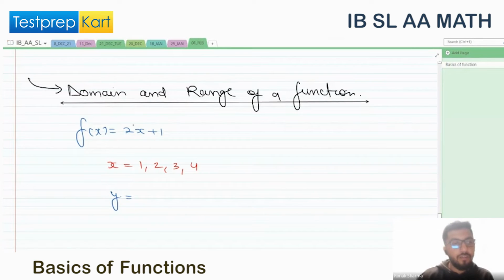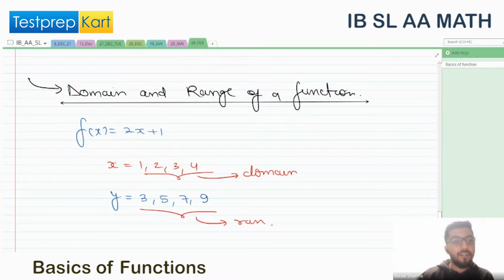For x equal to 1, it will be 3. For x equal to 2, 2 into 2 plus 1, that is 5. For 3, it is going to be 7 and then 9. So you can see that these four values are said to be the domain. Getting my point? And these four values are said to be the range. So you can see that range is dependent on the domain, that whatever value you give as an input will decide what output you're going to get.